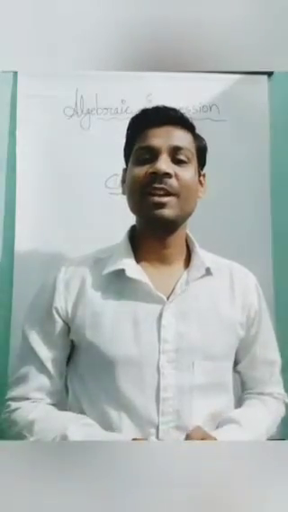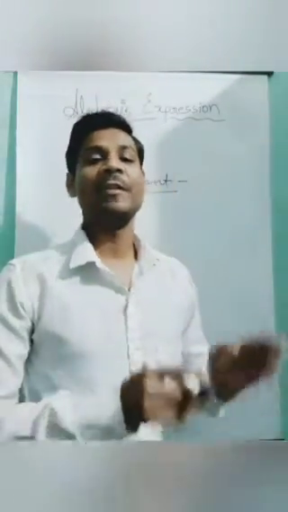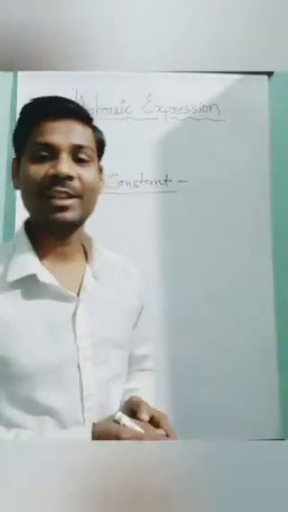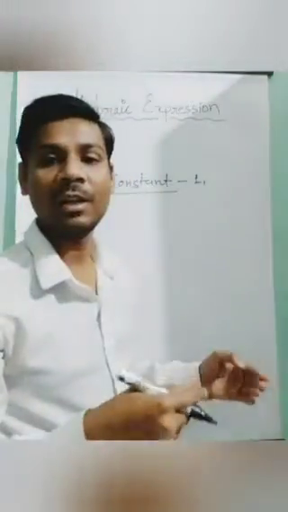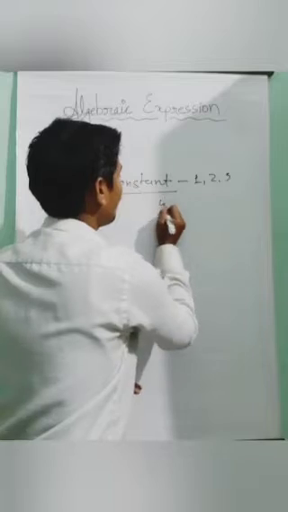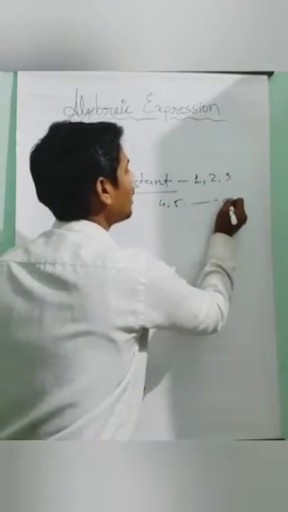In a variable, values are not fixed, but in a constant the value is fixed. We can express a constant by any numeric value, or we can say any number: 1, 2, 3, 4, 5, any number.